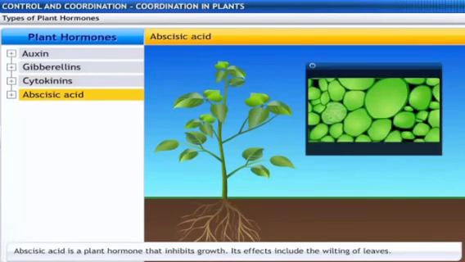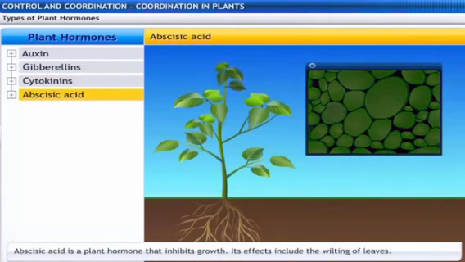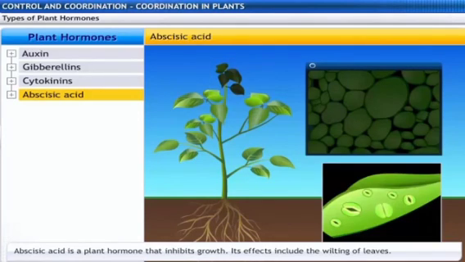Plants also need signals to stop growing, and these are provided by the hormone abscisic acid, which inhibits growth. Its effects include the wilting of leaves and also promote the closing of the stomata.